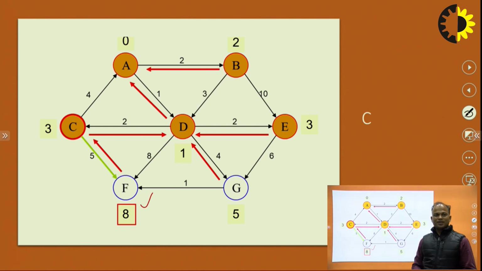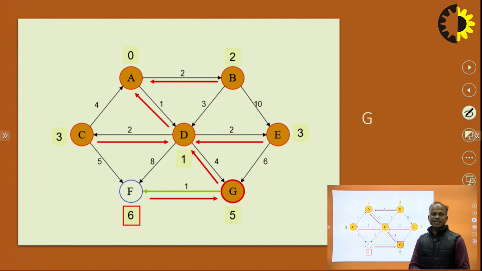Now we have two choices here, 5 and 8. So the minimum one is 5. So we need to take G. So we are taking G here, and this one is 5. 5 plus 1, 6. The previous value was higher, so it will be overwritten. 5 plus 1, 6. So we are able to take 6 here.